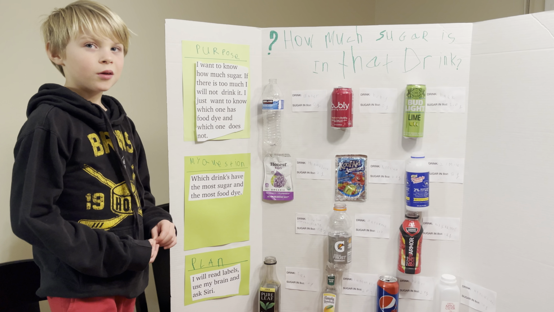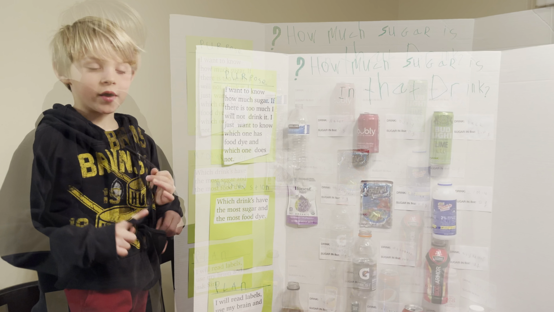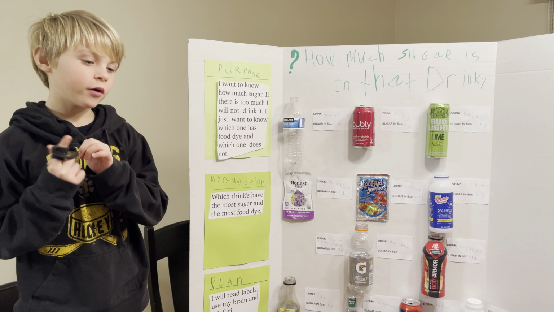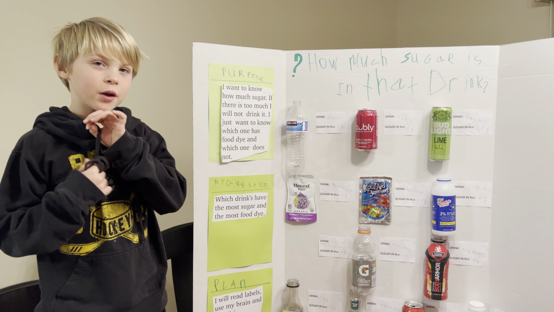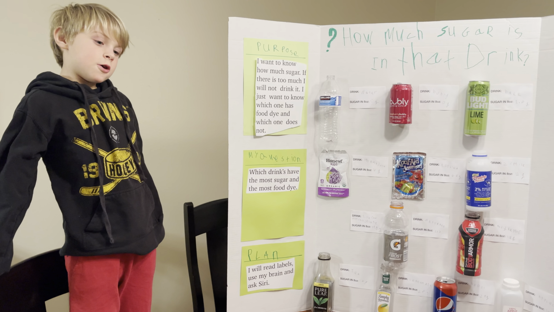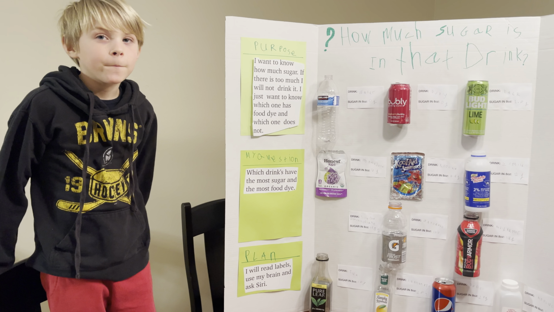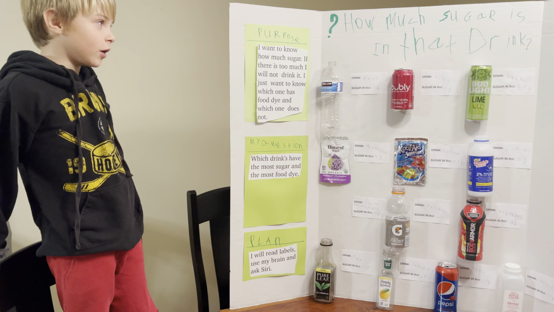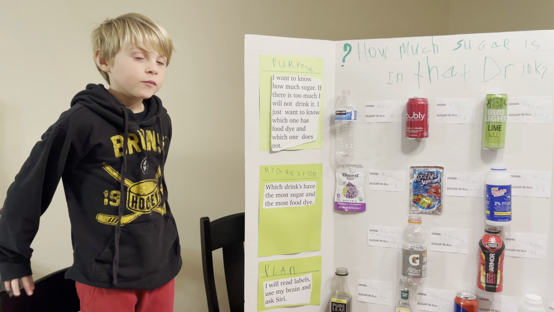Besides the sugar, what else do you want to know about those drinks? Like if there's too much sugar and too much food dye, then I won't drink it. All right. So the question is, which drinks have the most sugar and the most food dye? Yeah. And what's your plan? How are you going to figure this out?